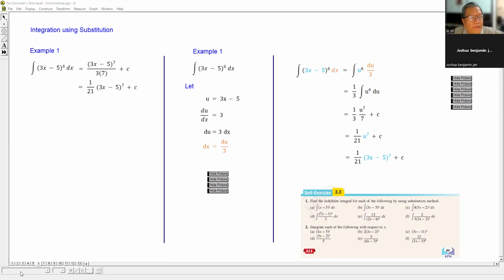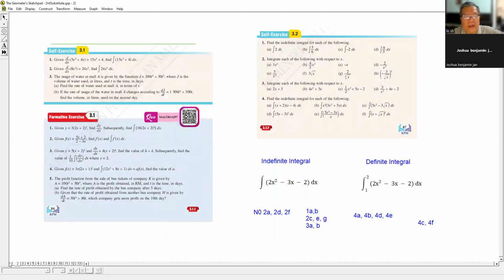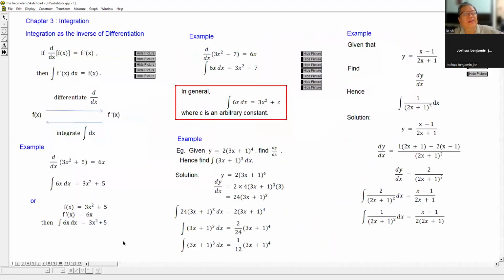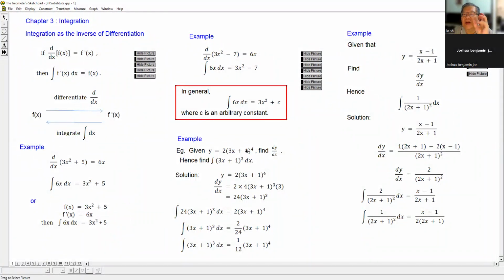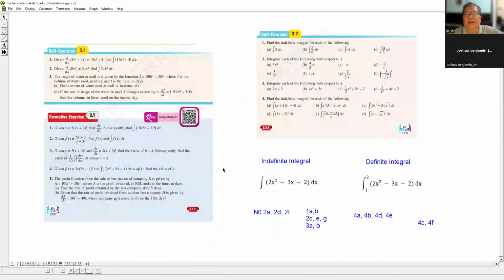I just want to refresh your memory. In our previous lesson, we have learned how to integrate a polynomial. Integrating a polynomial means we integrate term by term, right? Term by term. So it's something like this.